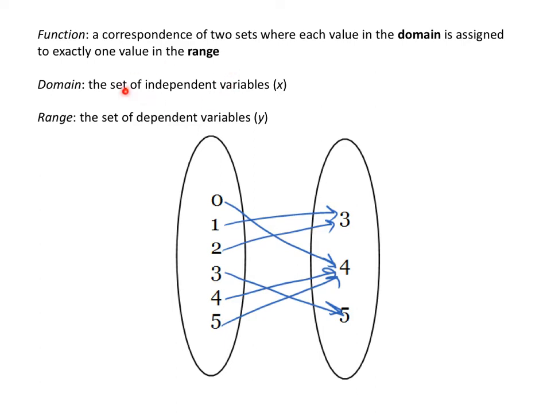Domain is your independent variables. That's your input. So here, this is your domain. The range is the set of dependent variables or output values. So that's this. The key here to note is that for any given domain value, the domain only goes to one range. As you see here, we can have two numbers go to the same range, but we cannot have one number go to two different ranges. That wouldn't make it a function.